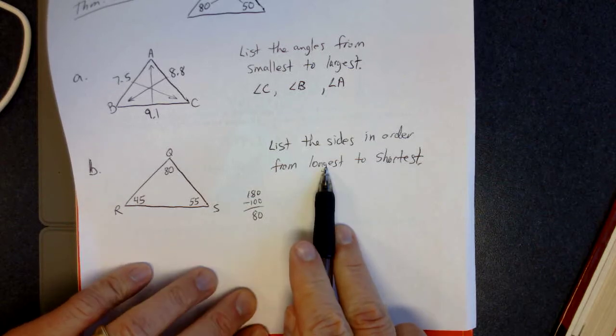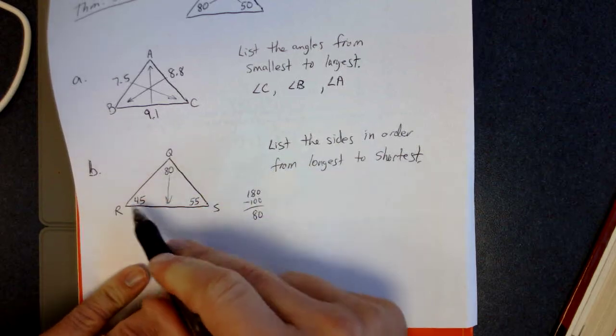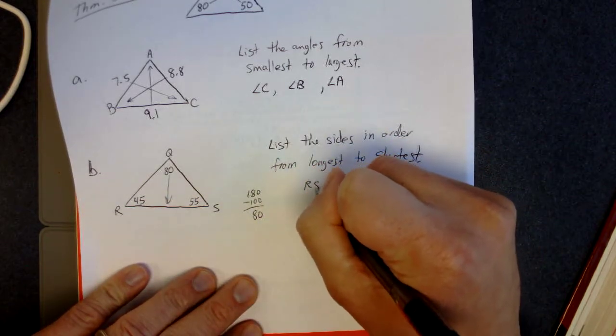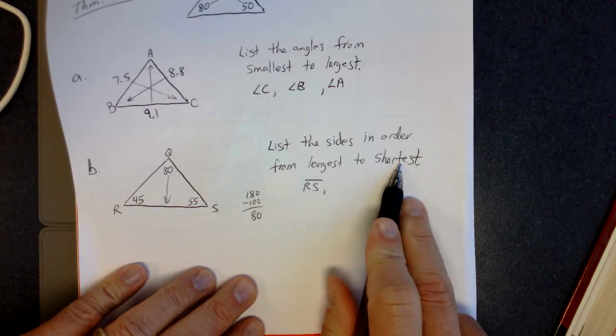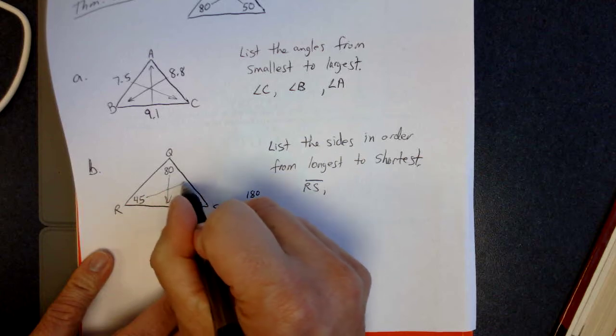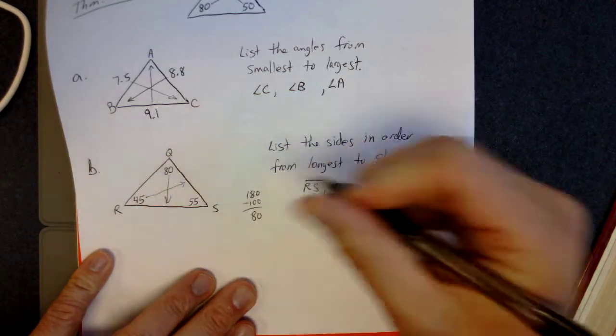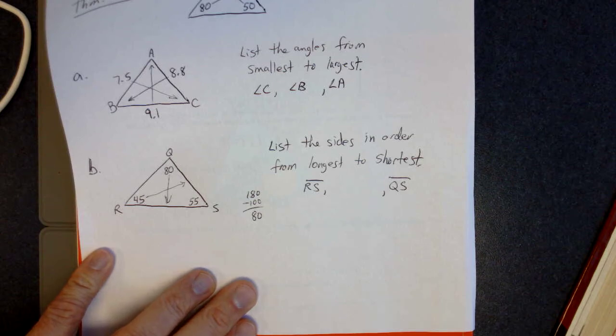So the longest side is going to be across the biggest angle. The biggest angle is 80. If you follow across from there, RS would be the longest side. I'm going to go to the shortest next. Shortest side is going to be across from the smallest angle. The smallest angle is 45. If you go across from there, you've got QS. That will be the shortest one.